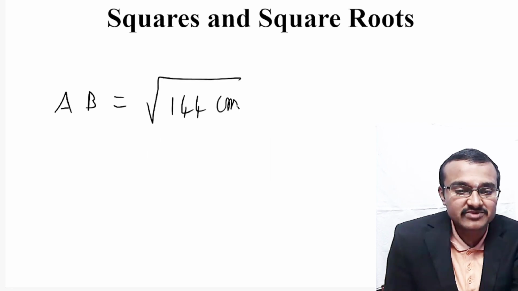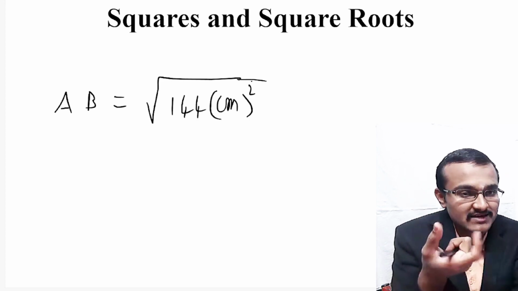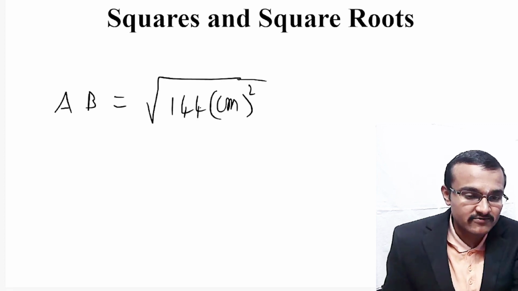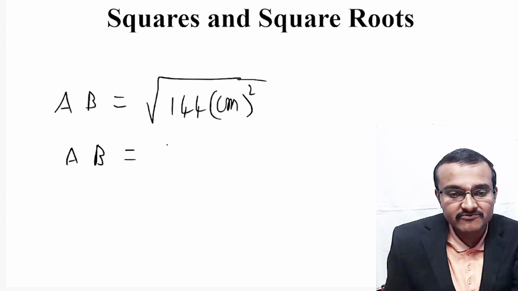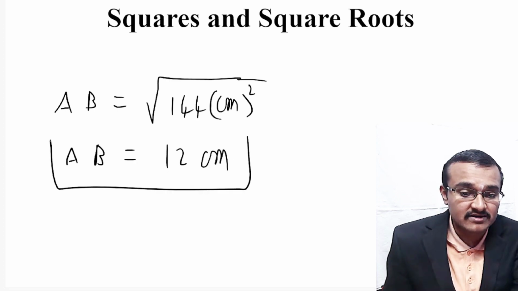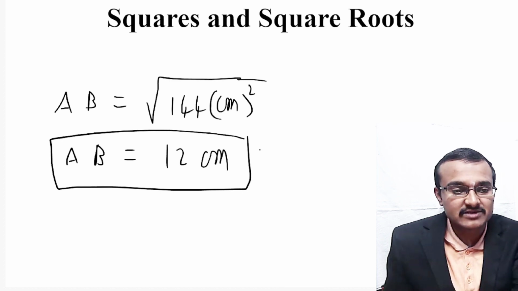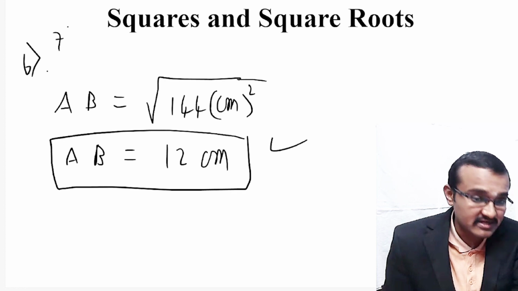Here you should not take minus, because this is actually the length of a particular side of a triangle, and length can be only positive. So it will be only plus square root of 144 centimeter square. So what is the square root of 144? 12. What is the square root of centimeter square? It is centimeter. So the length of AB is 12 centimeters. So this is the answer for B question in this particular 7th question.